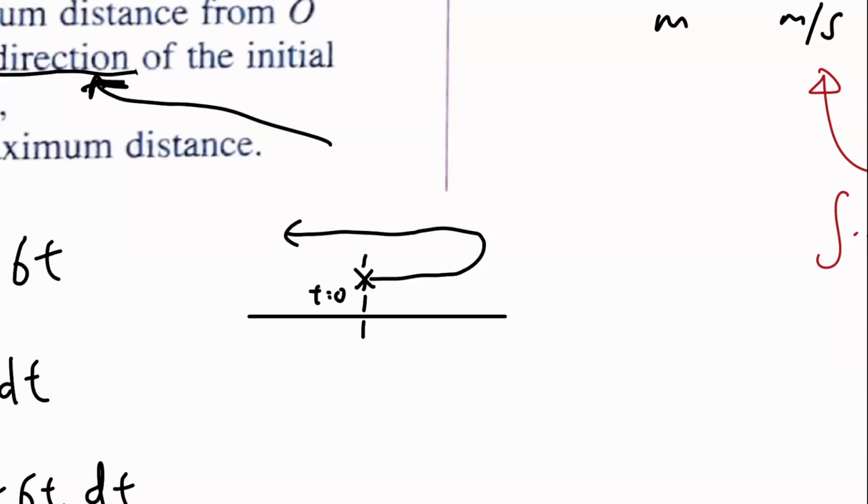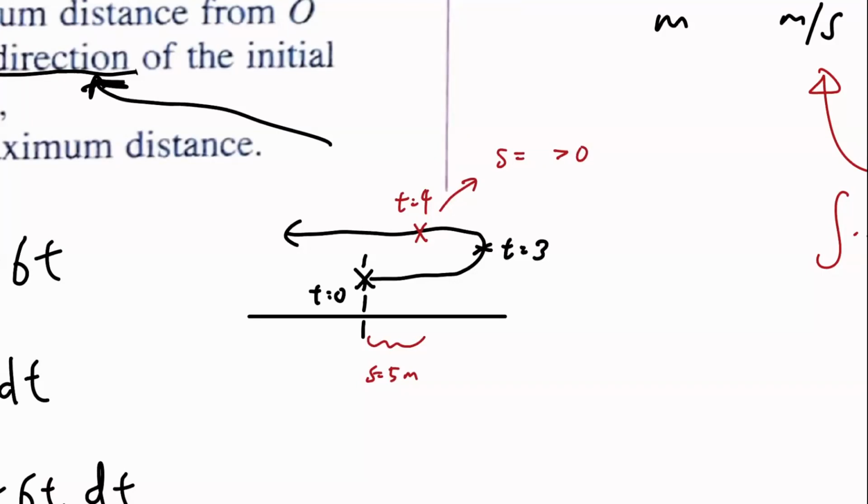T equals 0, T equals 3, something like that. At this point here, T equals 4, let's say. What's the S value? S equals, let's say, 5 meters, positive. So S equals 5, which is more than 0. But is it moving towards the right? The direction?